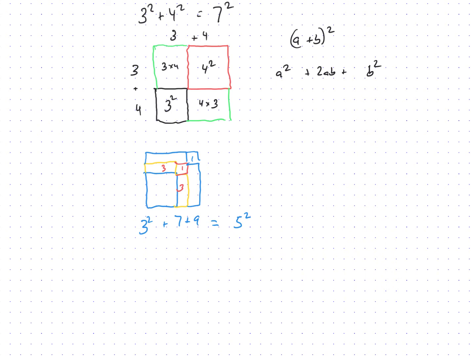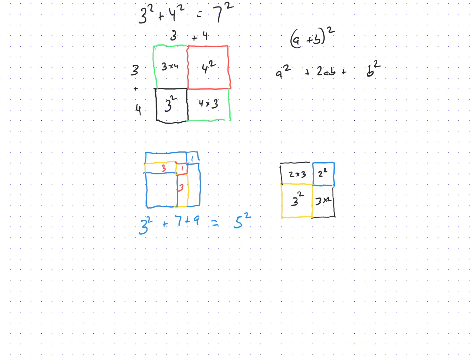But let's look at it in another way. So if we look at it as 1, 2, 3, 1, 2, 3, 1, 2, 3, there's our 3 squared. Okay, so we're 2 bigger now, right? So what have we added? We've added our 2 by 2, and here's our 3 squared, and our 2 squared, and here's 2 times 3, and 3 times 2.